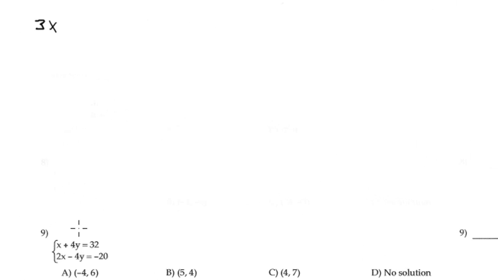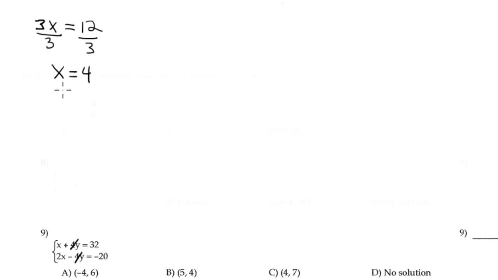Okay, number 9 is also ready for elimination because you see positive 4y and negative 4y. When you add equation number 1 plus equation number 2 by column, we have 1x and 2x, 3x. When you add the column of the y, positive 4y minus 4y, 0, they cancel out each other. And 32 minus 20 is 12. Divided by 3, because I want to isolate x, is 4.